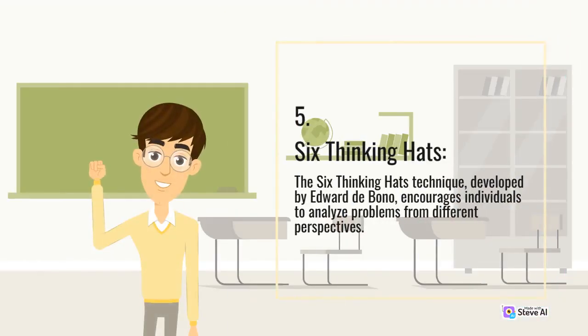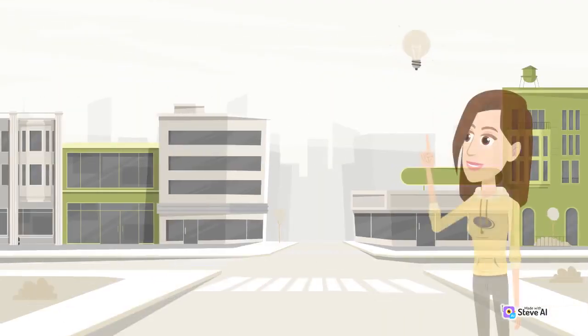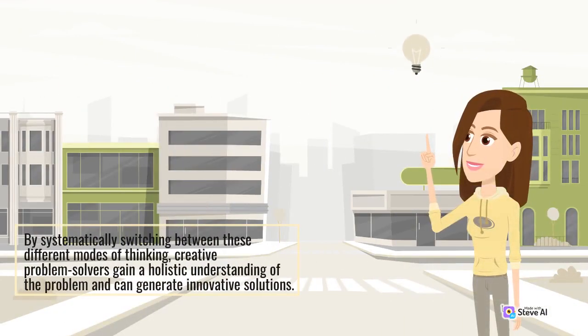5. 6 Thinking Hats. The 6 Thinking Hats technique, developed by Edward de Bono, encourages individuals to analyze problems from different perspectives. By systematically switching between these different modes of thinking, creative problem solvers gain a holistic understanding of the problem and can generate innovative solutions.